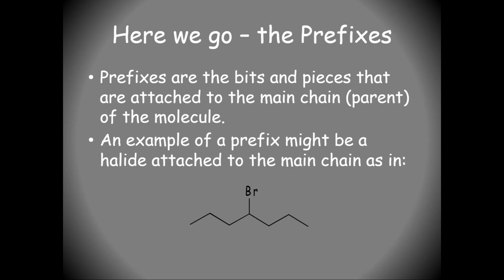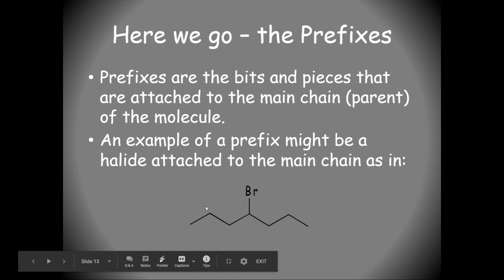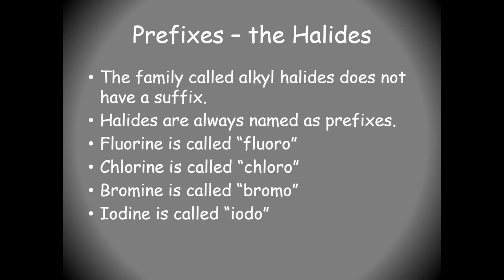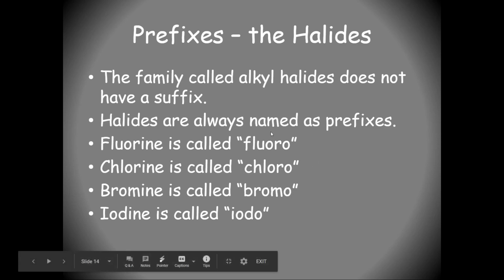Prefixes are the things that go before the bit of information we just gave. A prefix is anything extra attached to the main chain parent. An example here is an alkane on which we have a bromine, and we indicate that with a prefix. The family called alkyl halides does not have a suffix, so we always use the prefix to indicate what's going on. If it's fluorine, we say fluoro; chlorine, chloro; bromine, bromo; iodine, iodo.